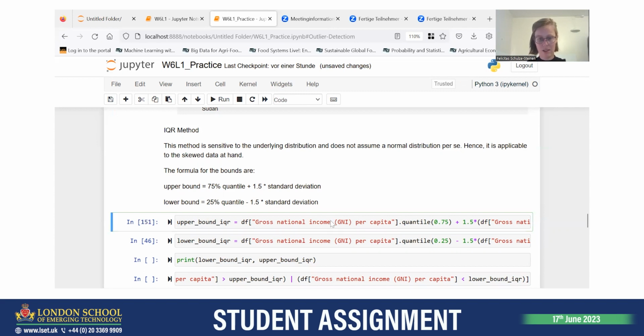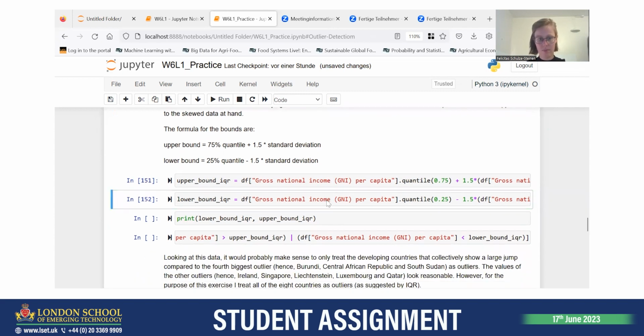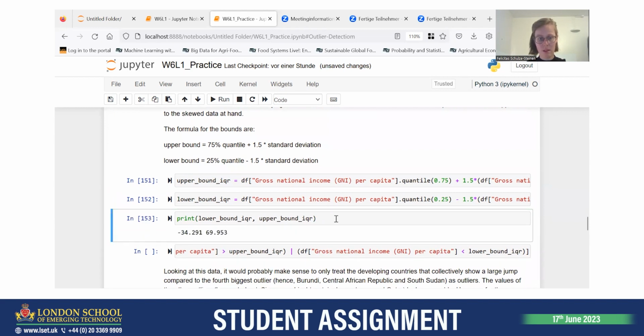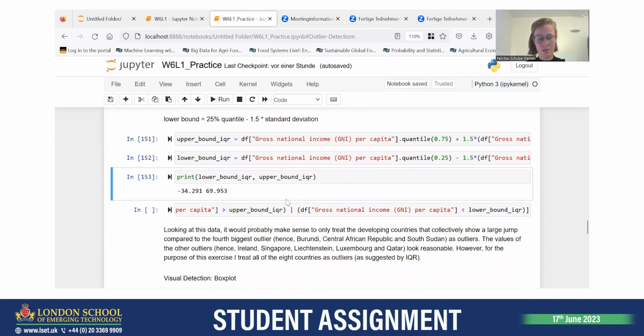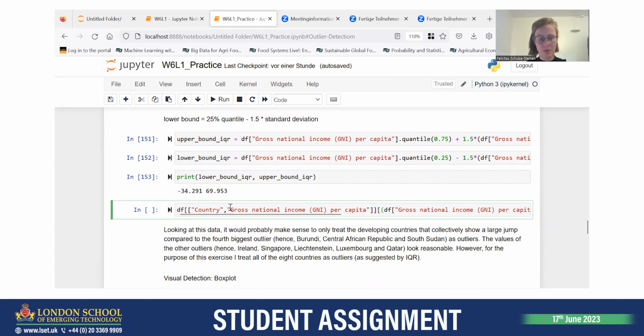So I define this now. And the bounds are, in this case, minus 34 and 69. Again, we could theoretically ignore the lower bound, but I will not do this in this case. And again, I will filter for these conditions. So for any values that are above the upper bound and values that are below the lower bound. And I will display the columns country and GNI.